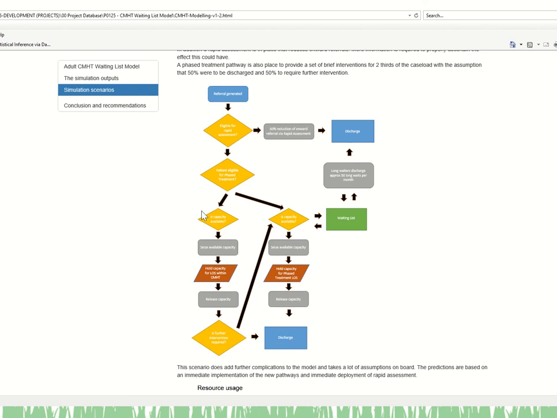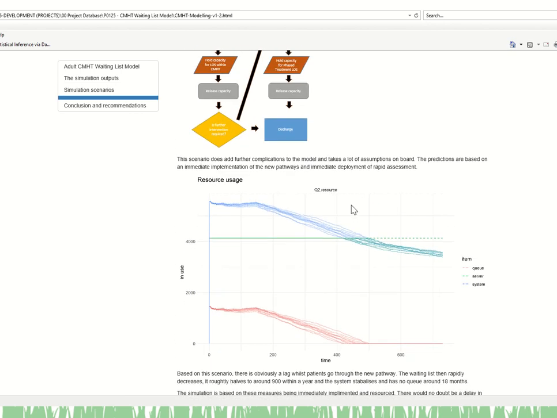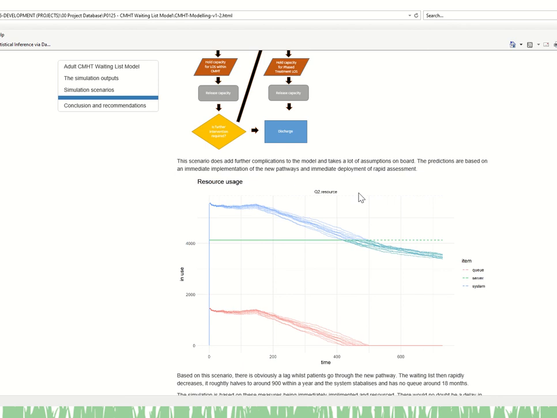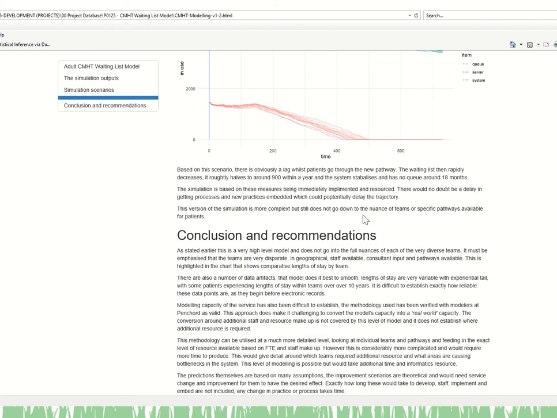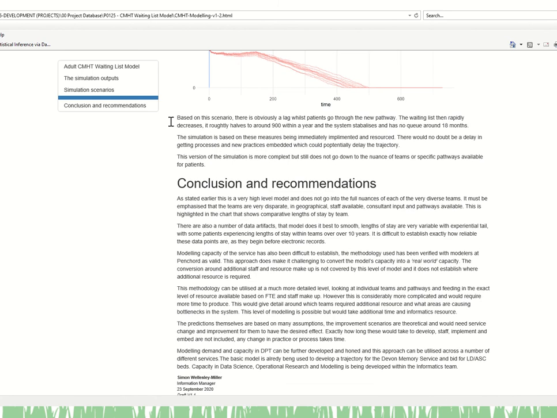And obviously, throughout all of these things, they would also link up to the waiting list too. And again, implementing that, and should it work as it says on the tin, that did show a really good reduction in the waiting list and stabilizing the system quite quickly. However, it was very theoretical, and obviously it would take a lot of work to actually get that into progress. So, there are conclusions and recommendations.